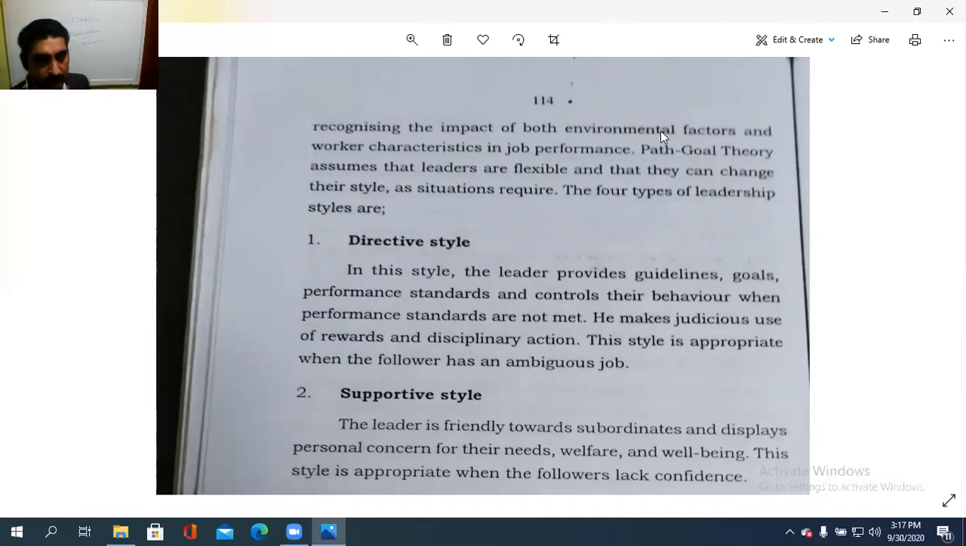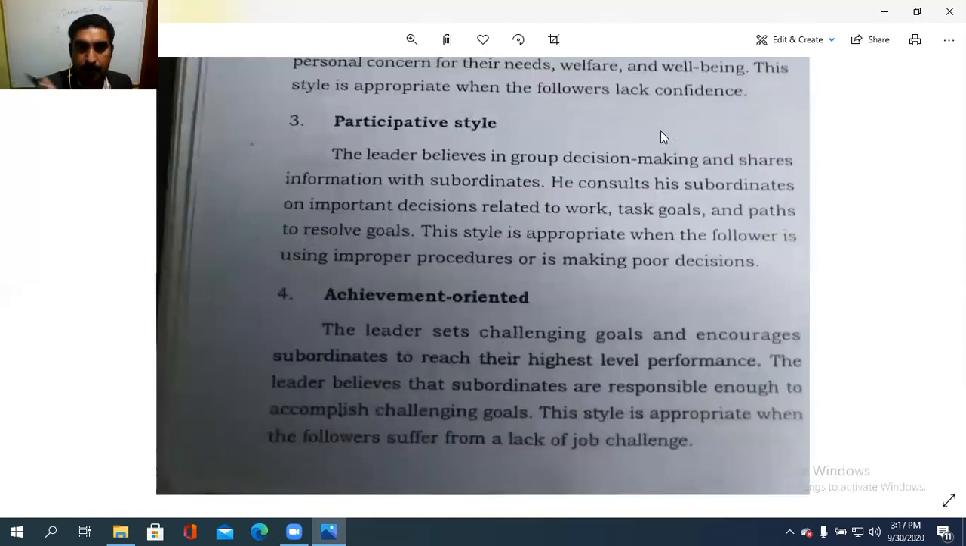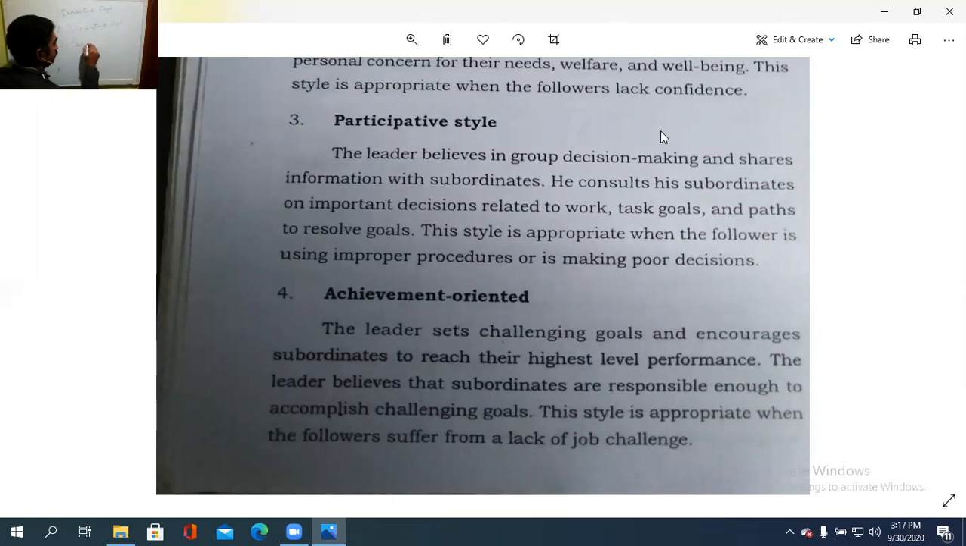But according to this theory, the path goal, the way towards achieving the goal, there are four types of leadership styles. One is directive style, two is supportive style, then participative style, and what is that? Achievement oriented style.